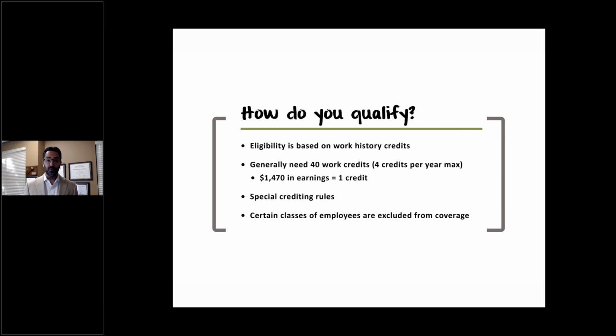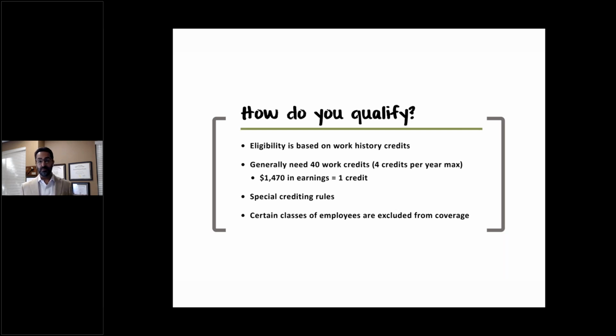To earn a credit, you must earn $1,470 to earn one credit. Now, the amount of earnings needed to earn a work credit is adjusted annually. It adjusts for inflation, and you can earn up to 4 credits per year. And if your career is interrupted before you earn the required 40 credits, the credits are not lost. They're still being banked for you.